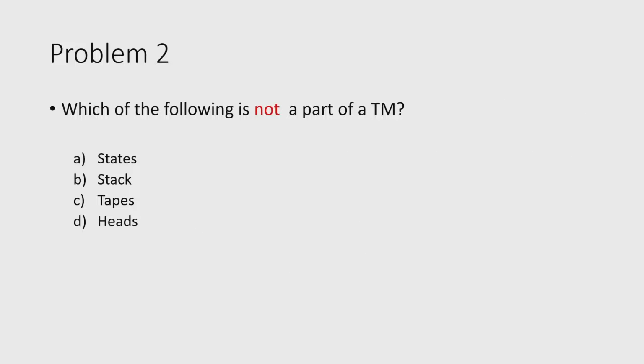So now let's move on to the second problem. Which of the following is not a part of a Turing machine? The options are states, stack, tapes, and heads. The answer to this is a stack. This is so because the Turing machine does have states, it does contain tapes, and it does contain read-write heads. However, it does not contain a stack. It's not a Turing machine that contains a stack, but it's a push-down automaton that contains a stack.